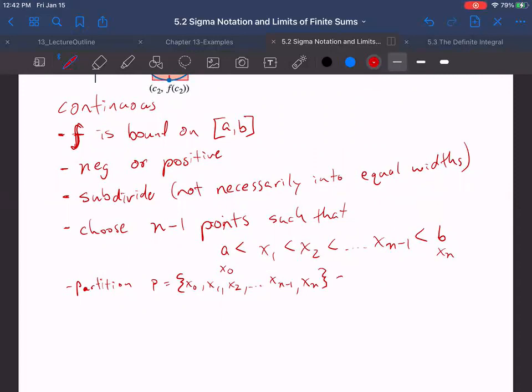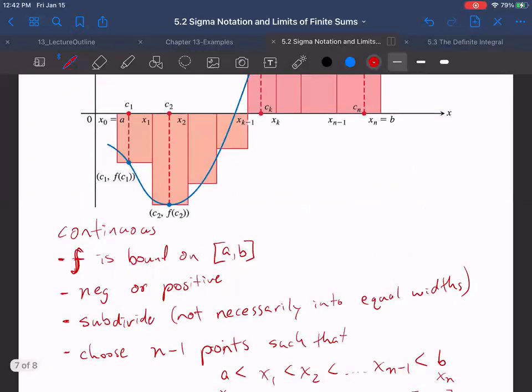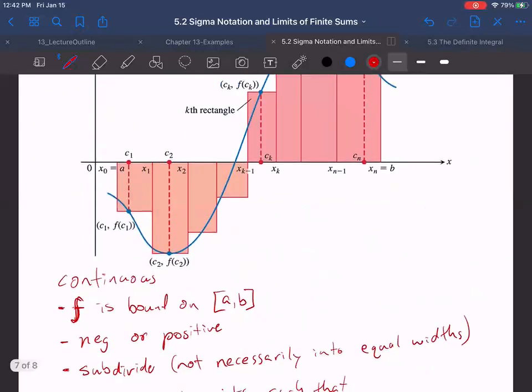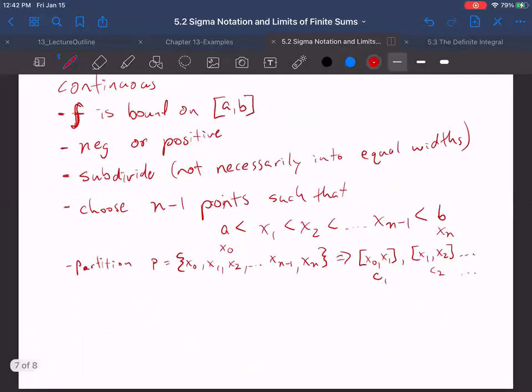which gives us x0 to x1, x1 to x2, and so on, all the way up to n. This would be 1 and 2 and 3 and so on. Those are our little segments in there. You can see them right up there, c1, c2, all the way up to cn. Those are our places where we're doing that.